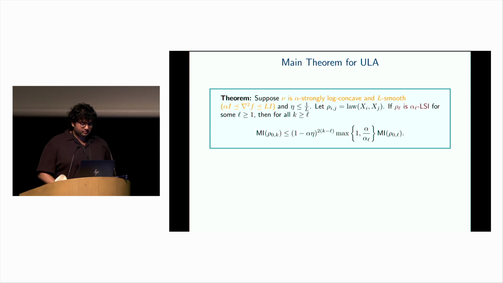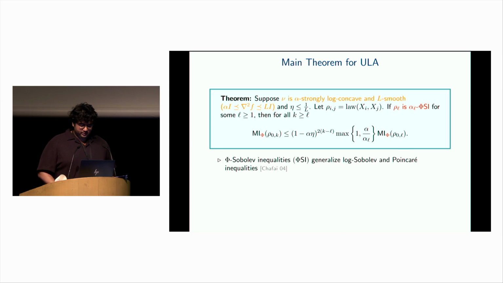So our main theorem studying the contraction of information along ULA is the following. Suppose nu is strongly log concave and smooth, and also suppose that some marginal rho L satisfies a log Sobolev inequality. Then we have exponentially fast contraction of mutual information in K minus L, starting from the point that you have this log Sobolev inequality. And in fact, you can upgrade this to any phi mutual information if the marginal satisfies a phi Sobolev inequality.